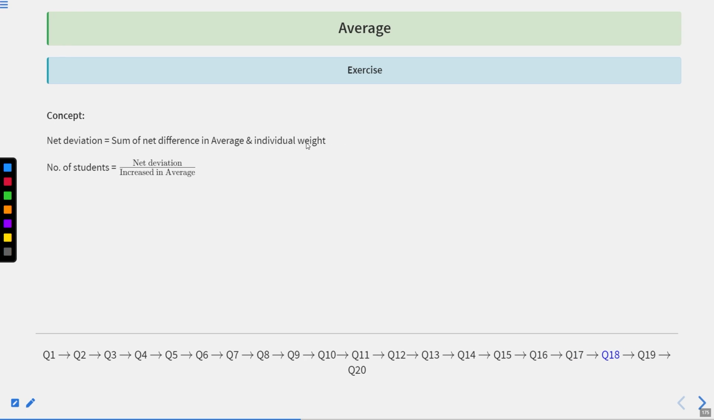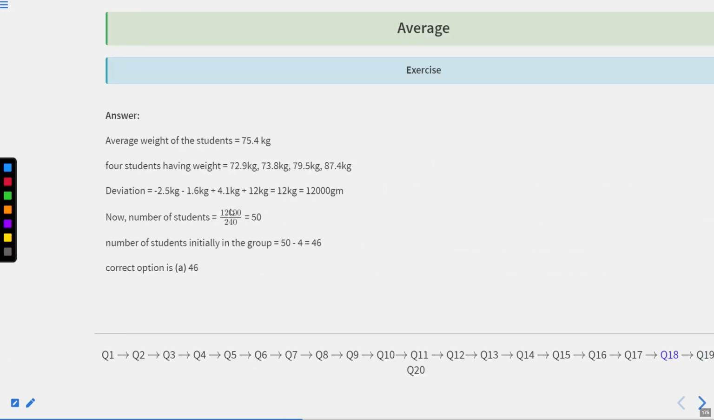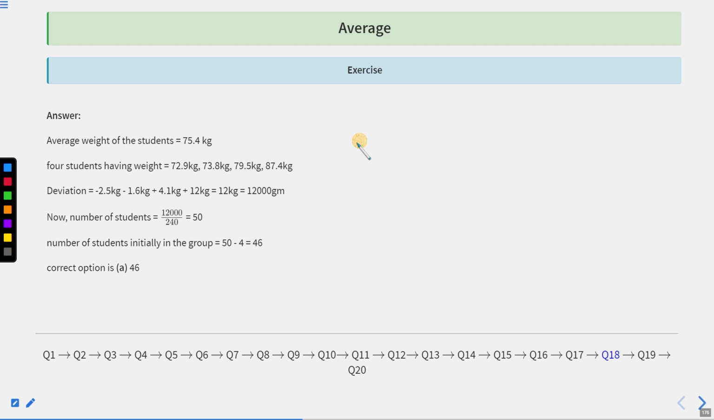So the concept that we will be using here is the net deviation, equal to the sum of the net difference between the average and the individual weights. So the number of students is equal to the net deviation upon the increase in average. The average weight of students is 75.4 kg. So the 4 students have weights 72.9 kg, 73.8 kg, 79.45 kg and 87.4 kg. These are the weights of the 4 new students.